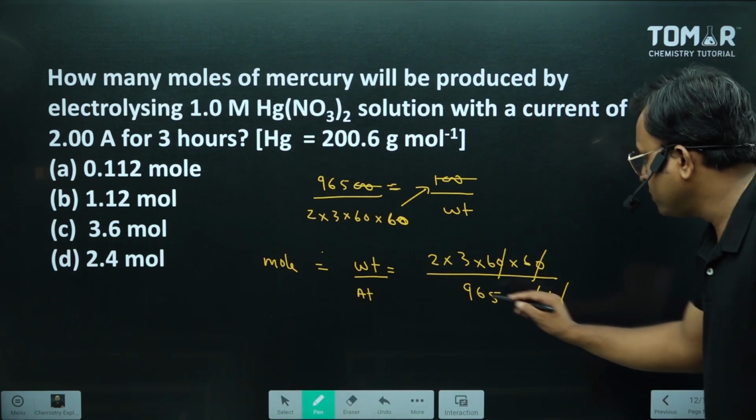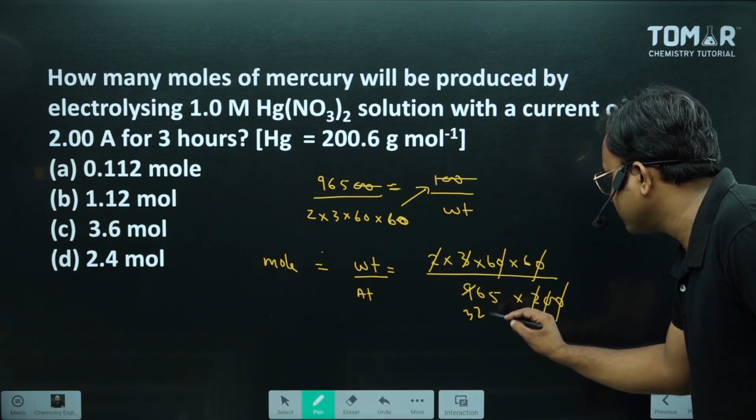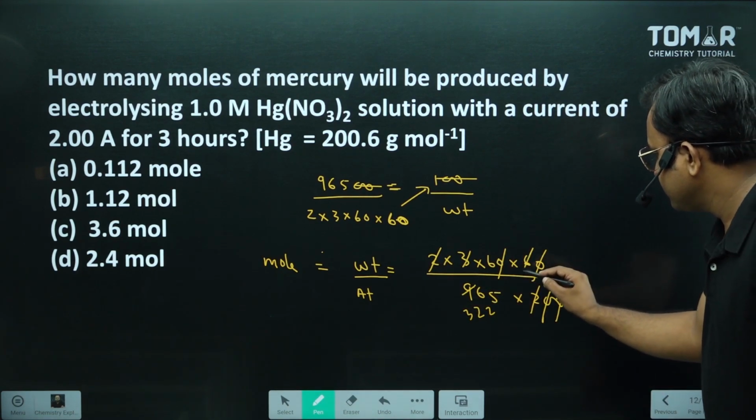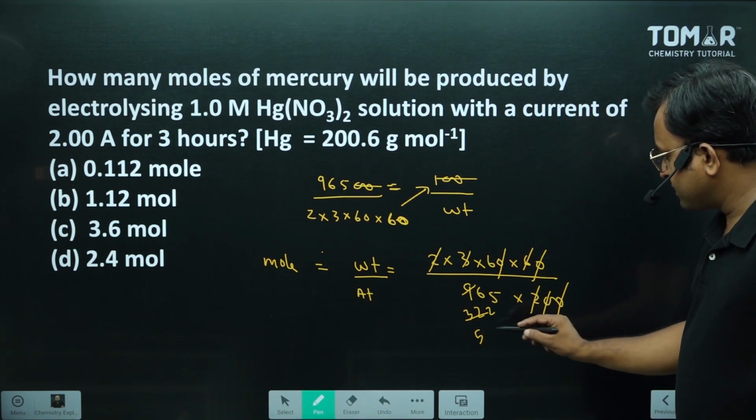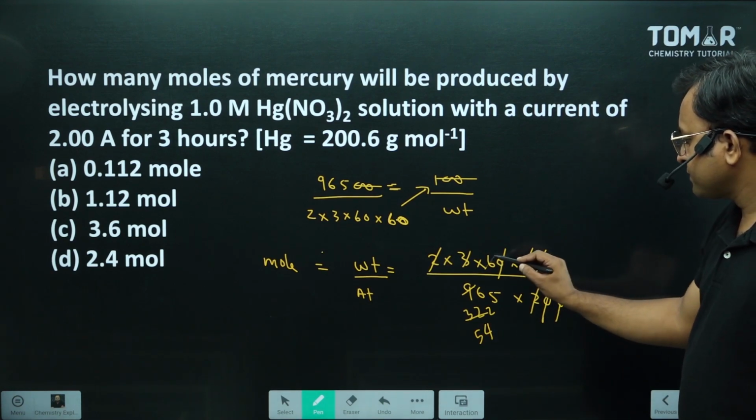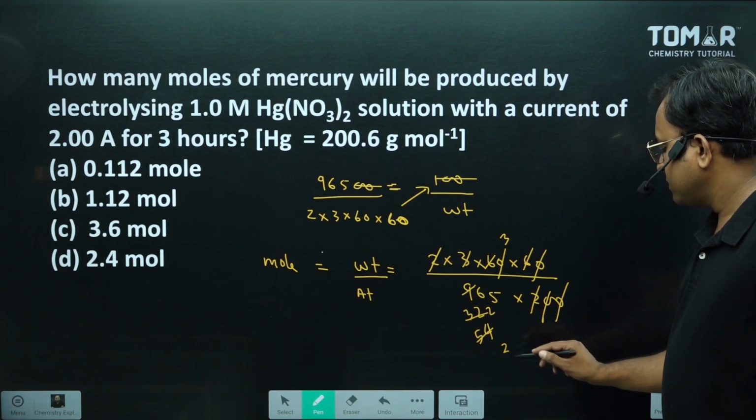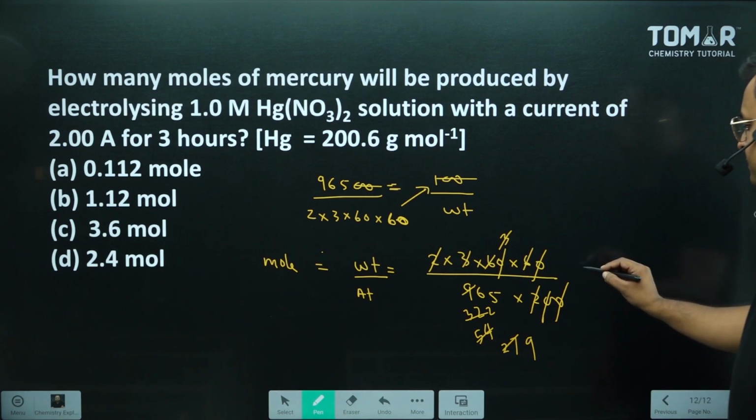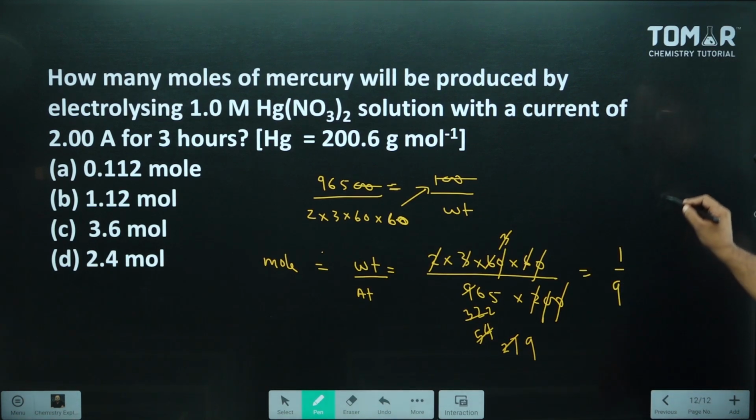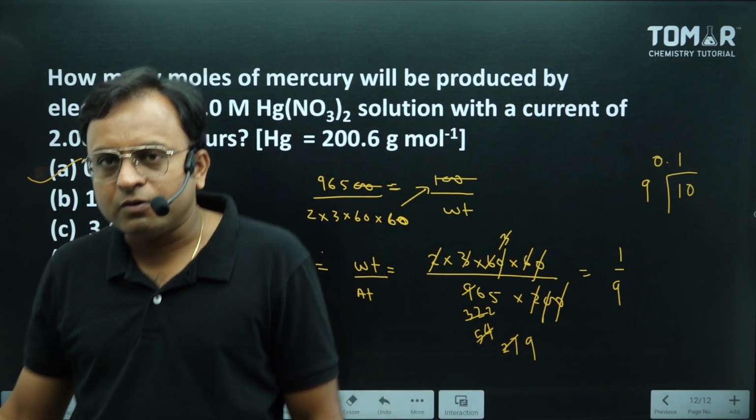2 and 2, 3 3 ja 9, 3 2 ja 6, fir 2 ja 6, fir 6 5 ja 30, or 6 4 ja 24. 2 3 ja 6, 2 2 ja 4, 2 7 ja 14, and 3 9 ja 27. So this is around 1 by 9 mole. 1 by 9 is, this is the right answer, 0.112 mole.